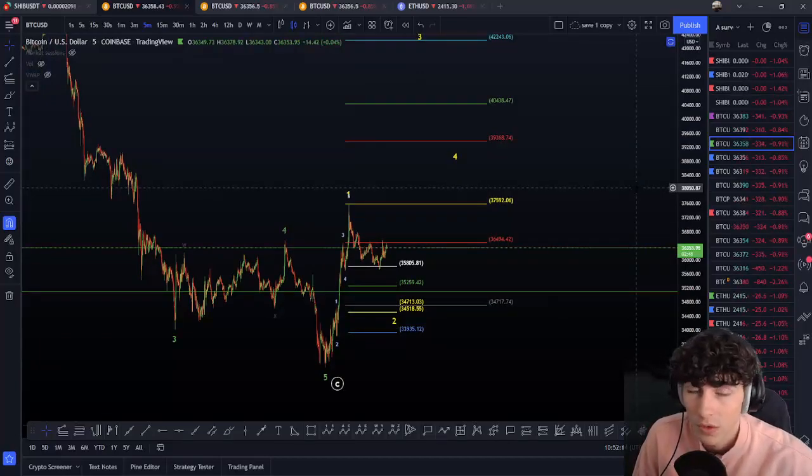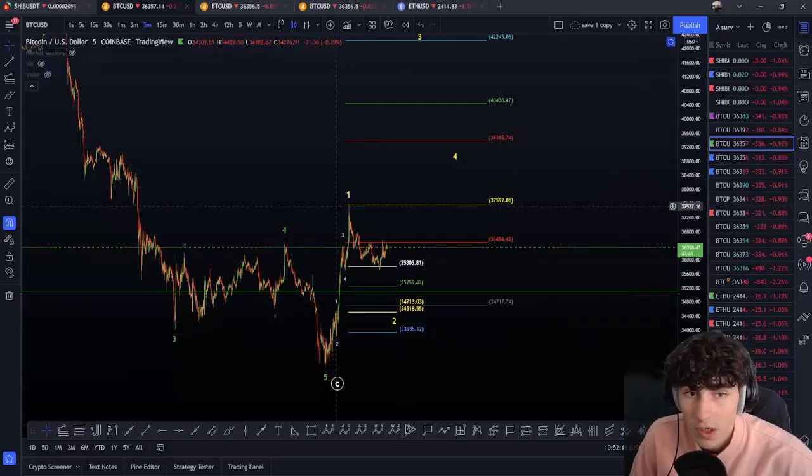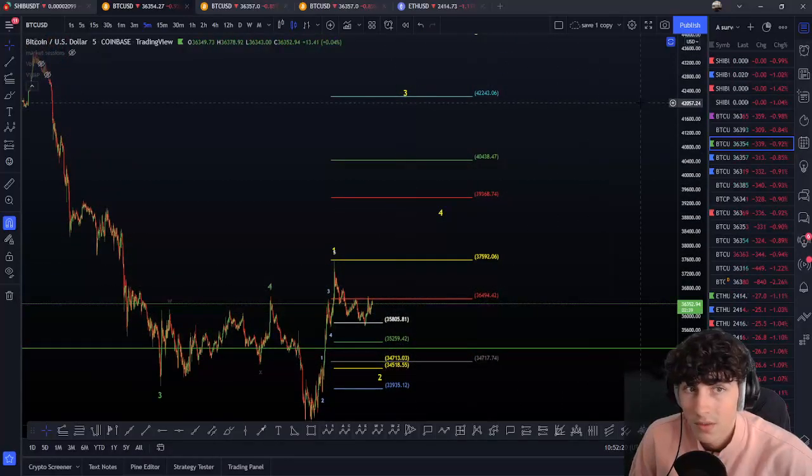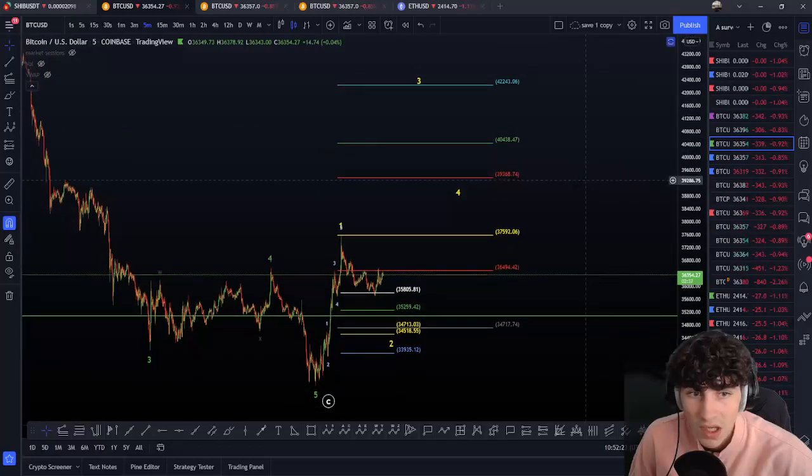Okay, 5 waves, triple waves, 5 waves. 5 waves in a wave 1, triple wave in a wave 2, I mean correction wave, and then the 5 waves in the wave 3. So that's exactly the same start.